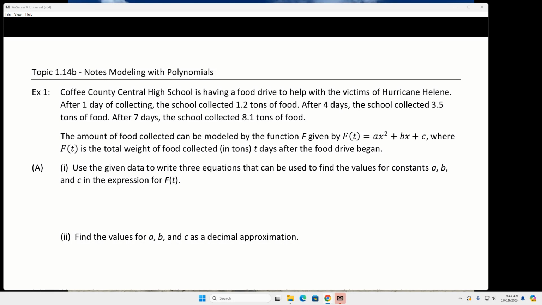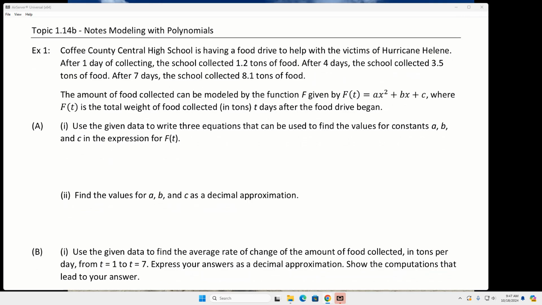All right, so the first one, Coffee County School is having a food drive to help with the victims of Hurricane Helene. After one day of collecting, the school collected 1.2 tons of food. After 4 days, the school collected 3.5 tons, and after 7 days, the school collected 8.1 tons of food.